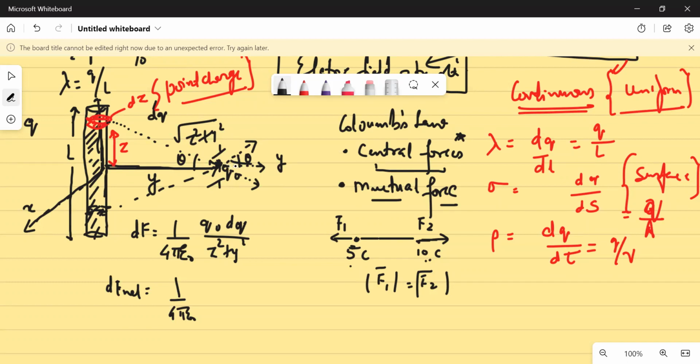At times, standard 12 students say, okay, this is a charge, this is a charge. This is not one charge or two charges. There are infinitely many charges. So you'll have to ultimately integrate this stuff.